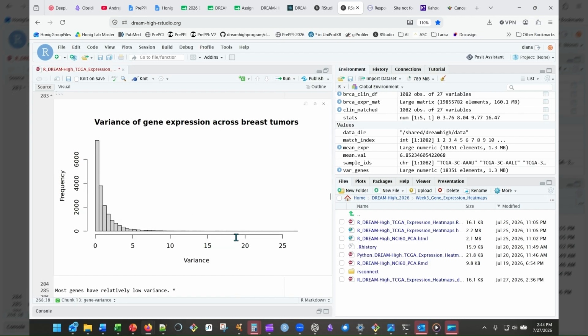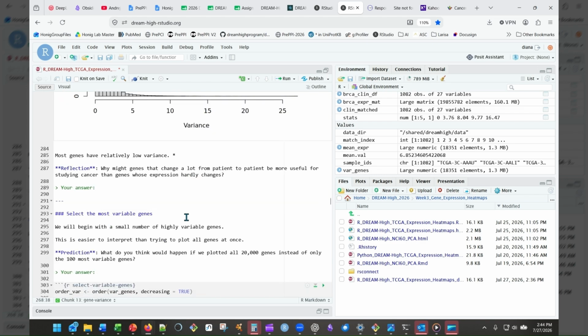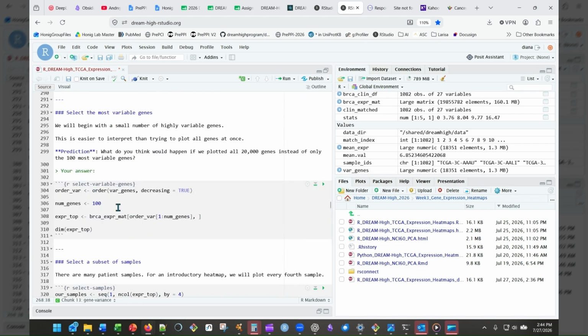All right, so what this is showing us is that most of the genes have a very low variance. Most of them have a variance very close to 0. So we're interested in the genes that have higher variance, and there's not that many of them. We're really going to dramatically reduce what we're looking at to about 100 genes. Okay, that sounds like a lot.